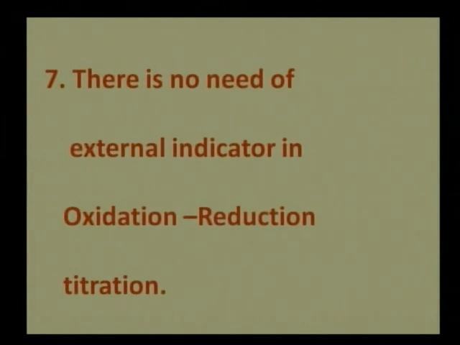The next point is that there is no need for an external indicator in oxidation-reduction titration, where one species loses electrons and another gains electrons. In this case there is no need to use an external indicator. There are two types of indicator, internal and external. So we cannot use an external indicator in potentiometric titration.